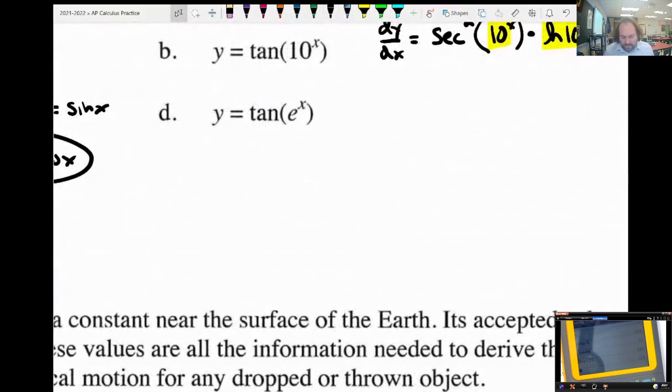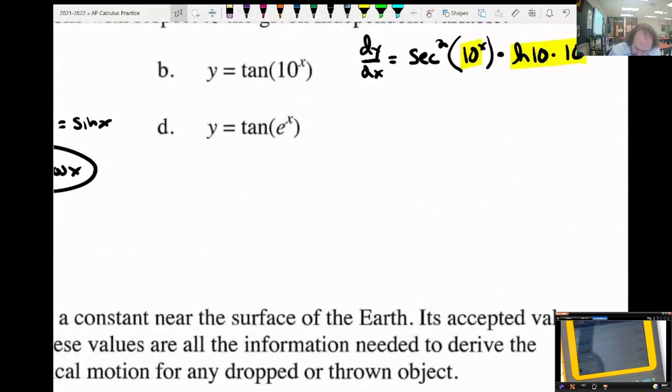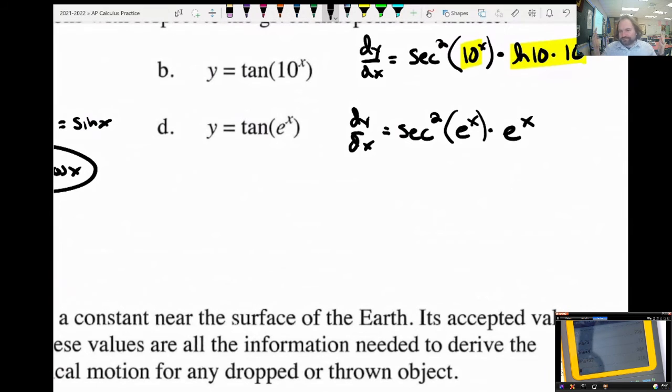Here on question D, we have another chain rule, which is going to look very much like the previous problem. The only difference here is that instead of 10 to the x, we have a much easier derivative. This is the secant squared of e to the x times e to the x. There it is.